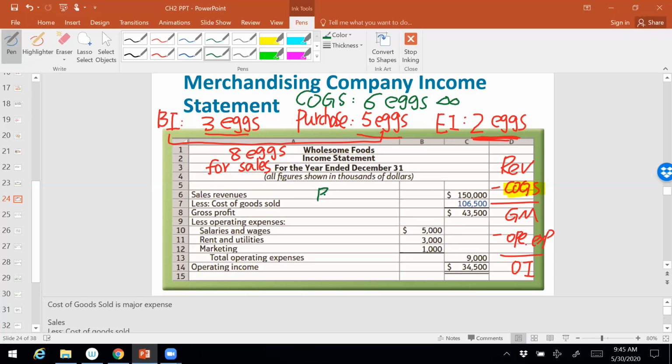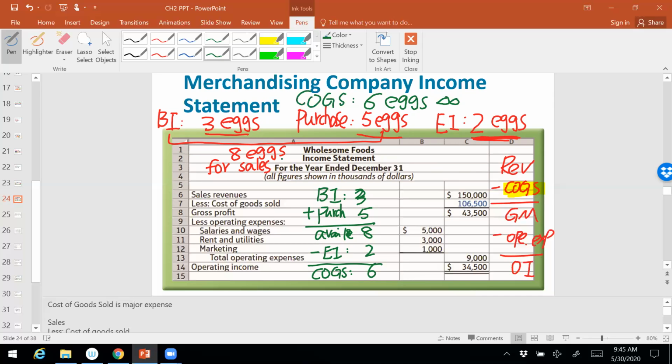My beginning inventory is 3. I purchased how many? 5. My available for sale is 8. And then my ending inventory, how many I didn't sell? I still had 2, right? So my cost of goods sold should be 6.